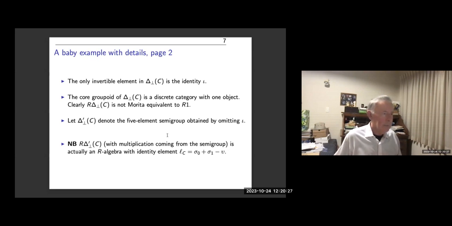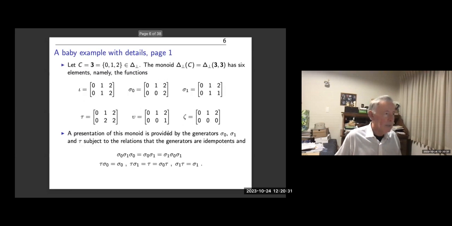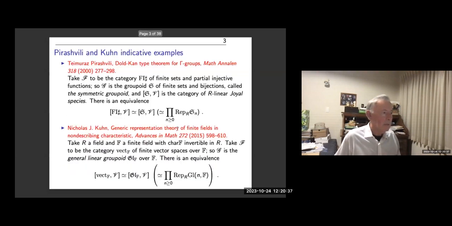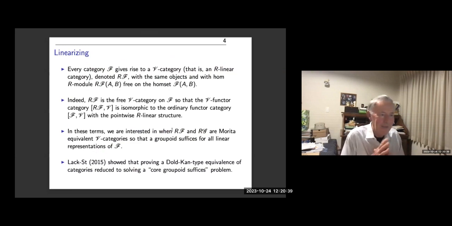Oh, did I skip over a page about linearization? Excuse me, I did. I missed this page somehow. Yes. Can I go back? I'll just go back quickly because the important thing is that we're wanting to linearize the HOMs in each of these categories we're looking at.